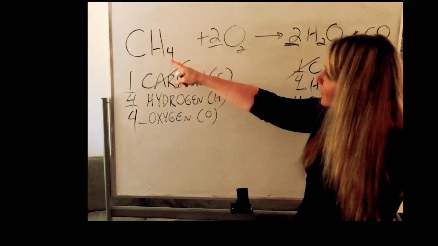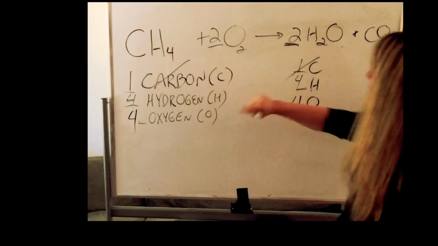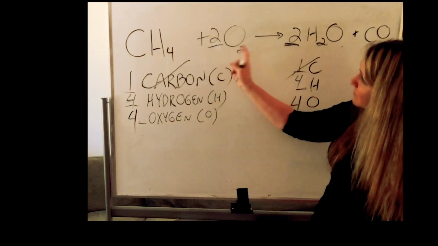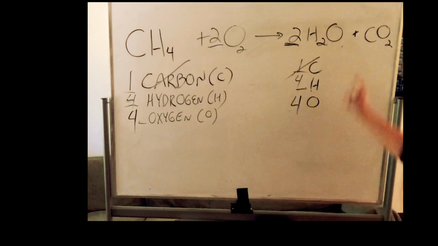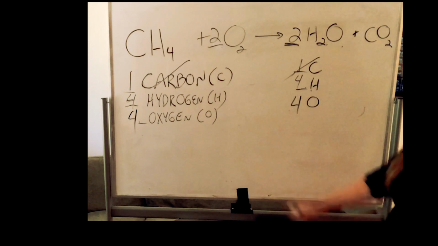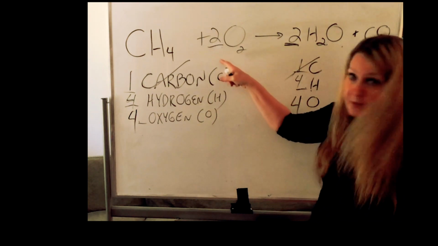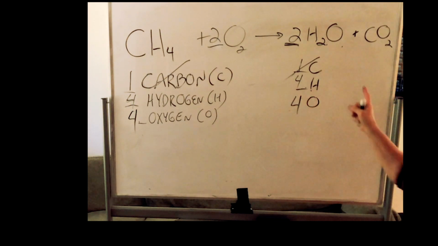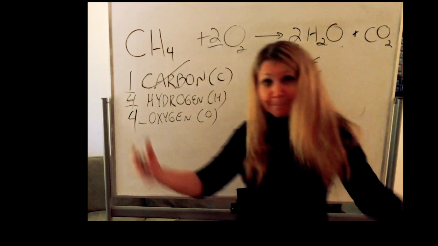I always go back and check though, even if you've done each atom, go back and make sure. So carbons, we have 1 carbon on this side, we have 1 carbon over here. Hydrogens, we have 4 hydrogens on this side, we have 4 hydrogens over here. Oxygen, we have 4 oxygens on this side, we have 4 oxygens over here. So now this is balanced.